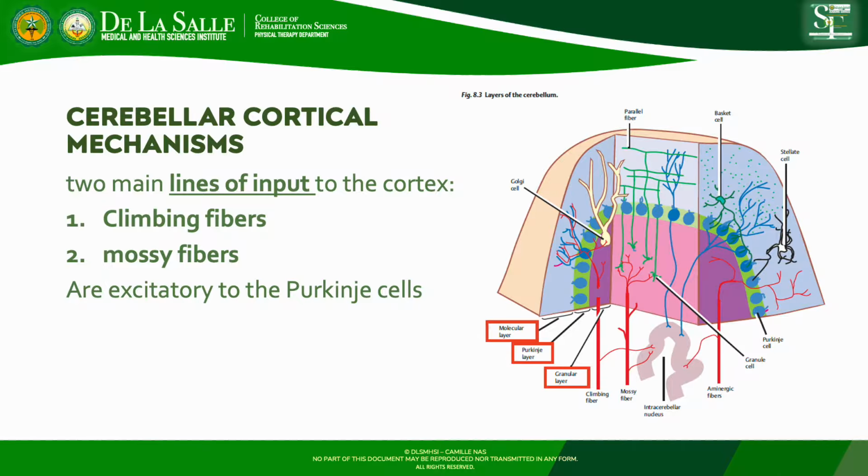Next is the cerebellar cortical mechanism. We have two main lines of input to the cortex: the climbing fibers and the mossy fibers. They are excitatory to the Purkinje cells. Once they receive input, these fibers will send an excitatory stimulus to the Purkinje cell. And the Purkinje cell is inhibitory.